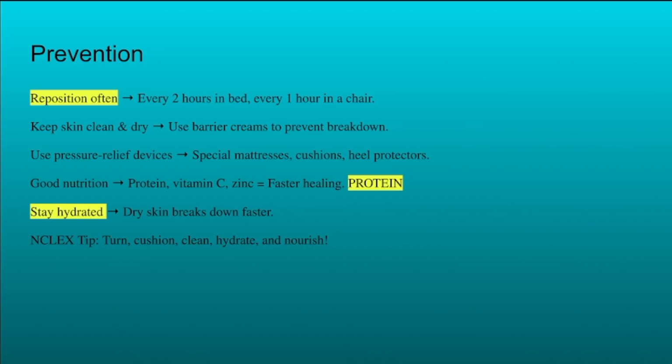And I want to emphasize good nutrition, proteins, vitamins, water. This all promotes faster healing, especially protein. So you guys might get a question that's asking what's the best meal to give a client that has a high Braden score rating. And you want to pick that meal that has an emphasis on high protein. That is really going to help them with faster healing.